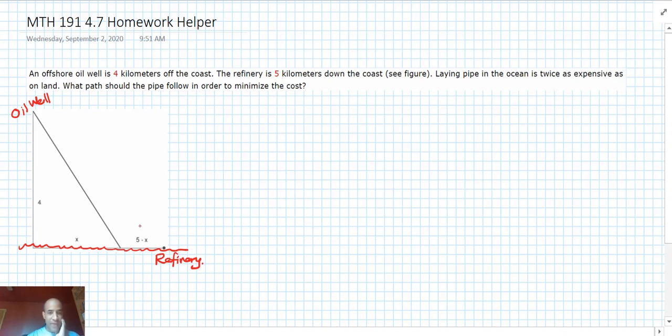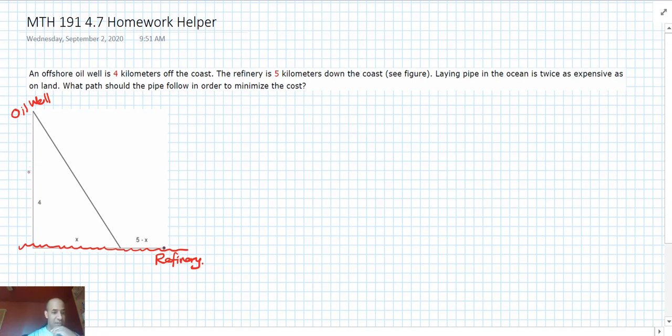Okay? And the question is, laying pipe underneath the water is more expensive, twice as expensive, in fact, as doing it on land. So the question is, what path should we take, right? The idea here is, if we go straight to the refinery like this, it may be too expensive because it's more expensive underwater. If you do the whole thing under the water, then it's going to be a little bit more expensive, maybe.